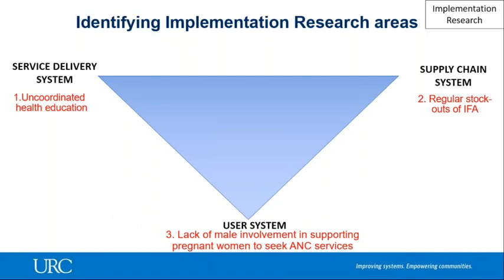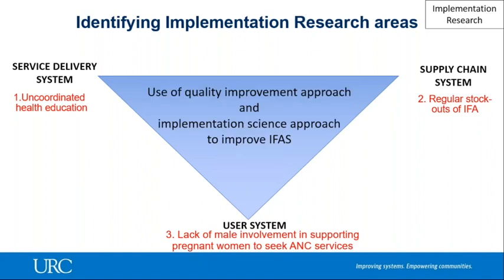And from the discussions, URC and the researchers and SISN and all the other teams were able to agree and say, since URC is already supporting some of these initiatives in the region, we should be able to use quality improvement approaches and implementation science to actually improve iron folic acid, addressing all these three systemic barriers or bottlenecks.